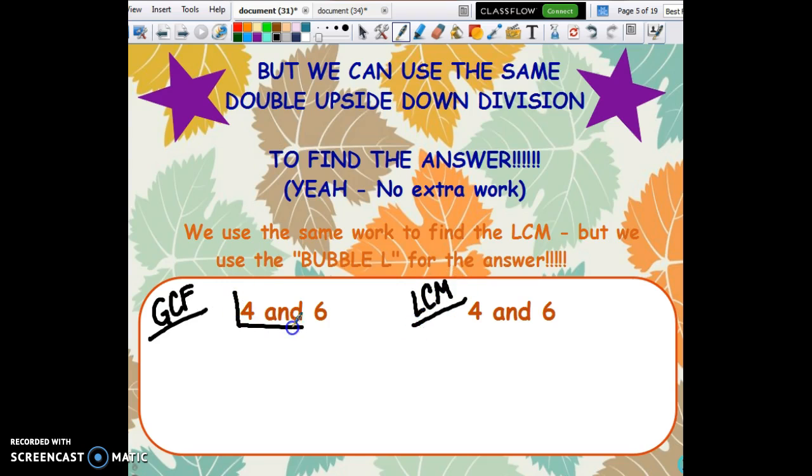So, greatest common factor. Well, we know that we could take out the 2 because 4 and 6 are even. 4 divided by 2 is 2, and 6 divided by 2 is 3. So, 2 and 3 have nothing in common, so our greatest common factor is simply 2.